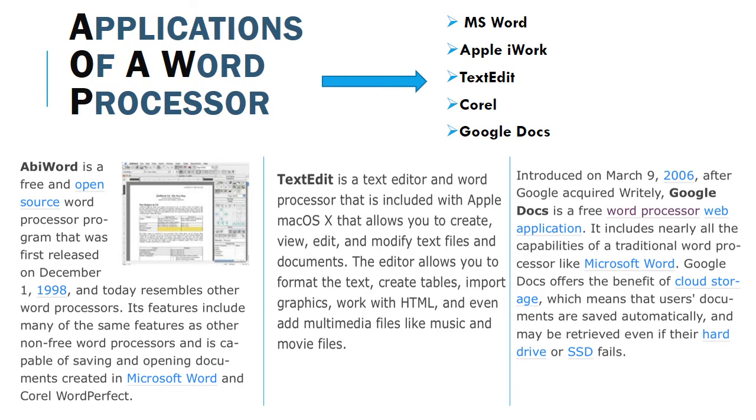Now, let's talk about the applications of a word processor. Here, a few of the examples are given: Microsoft Word, Apple iWork, TextEdit, Corel, Google Docs. On the screen, you can see three of the examples given in detailed form. And about Microsoft Word, you can see your book.